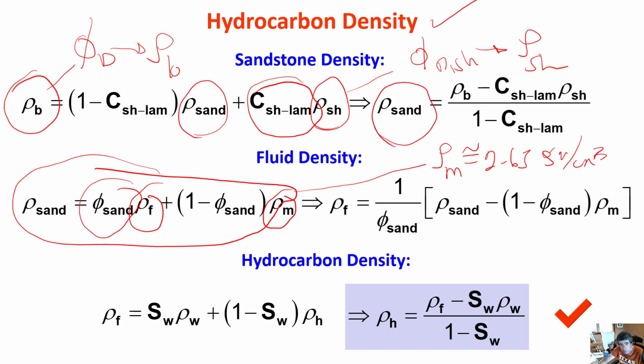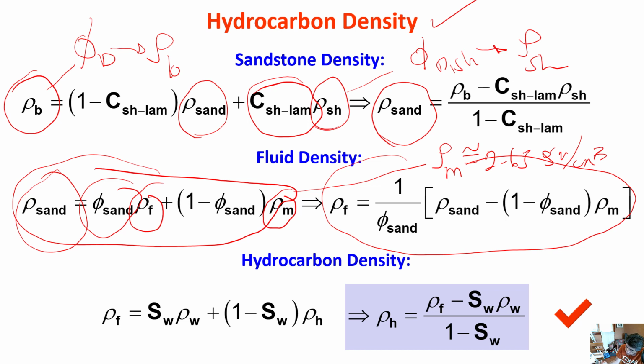So then the sandstone density that we calculated before is implemented here. We solve for the density of the fluid from this equation, and this is the solution. So make sure that this density of the fluid is slightly lower than 1, otherwise we're going to have problems. So we have to have checks and balances.